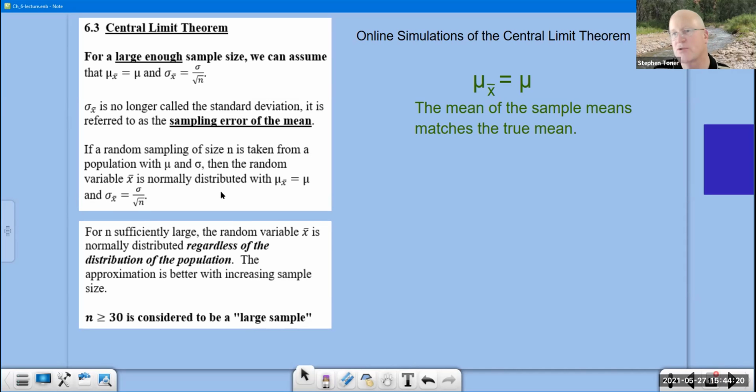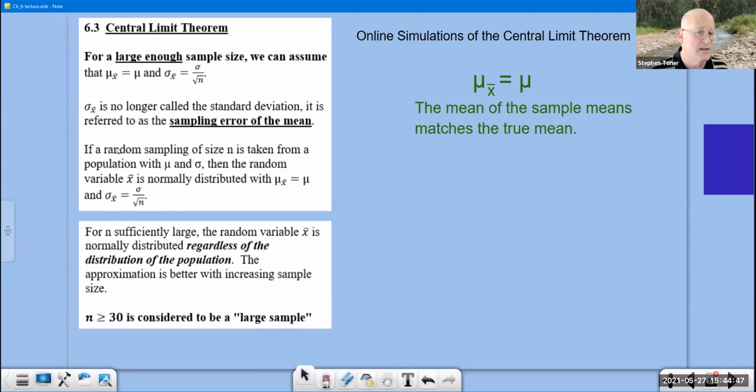Okay, that picture we drew on the right side in our simulation was normally distributed with these two parameters taking hold. And it says for n sufficiently large, the random variable x bar is approximately normally distributed regardless of the distribution of the population. We'll illustrate that in a little bit.